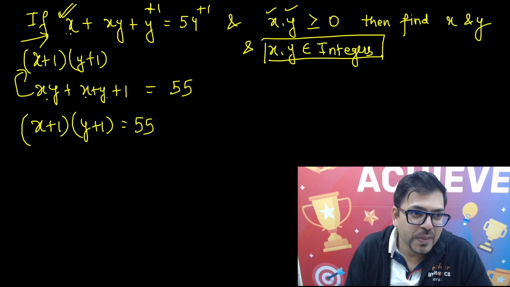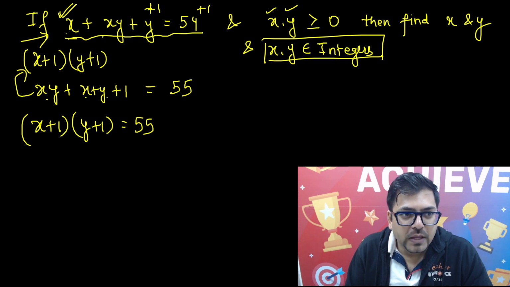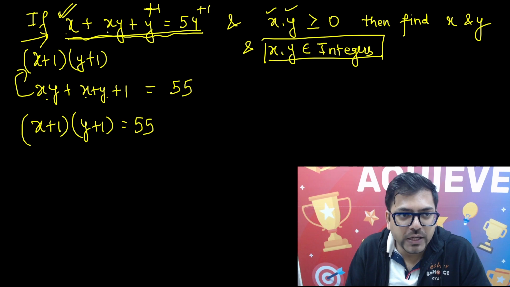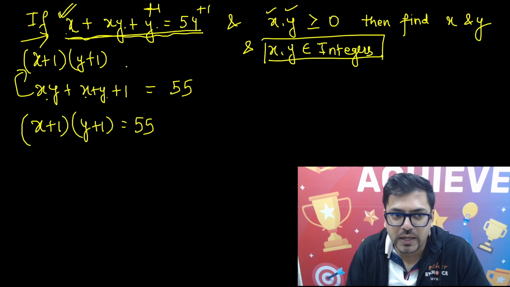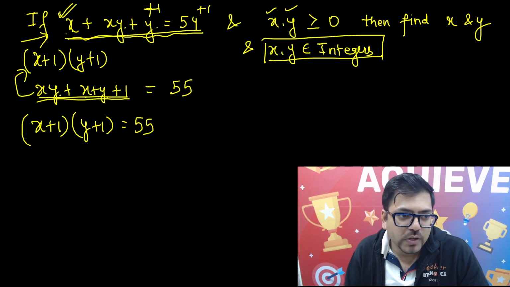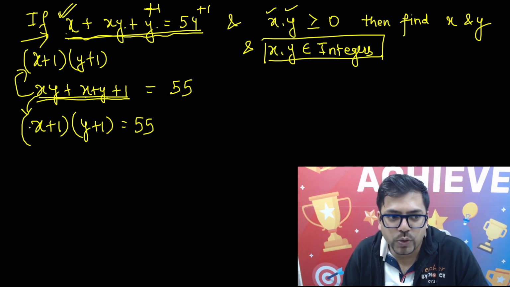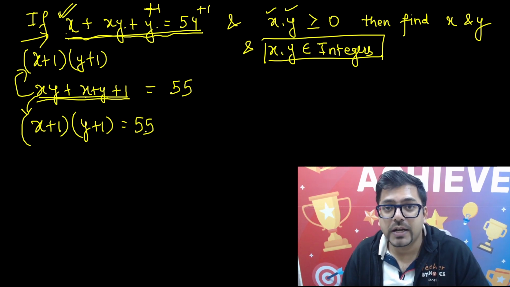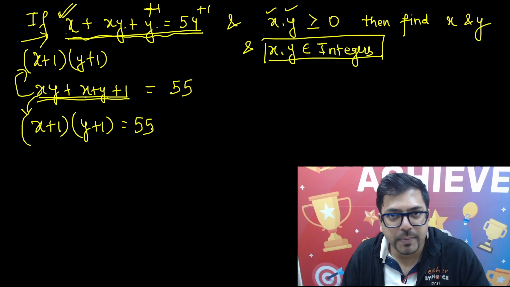Isn't that so easy? Although this looks very unsolvable, if you simply add 1 to both sides, you get x plus xy plus y plus 1. This is the equation which you get, and that is equal to 55. So you can factorize this and you get x plus 1 into y plus 1 equals 55. Now 55 has to be written into two factors. So how many possibilities are there?